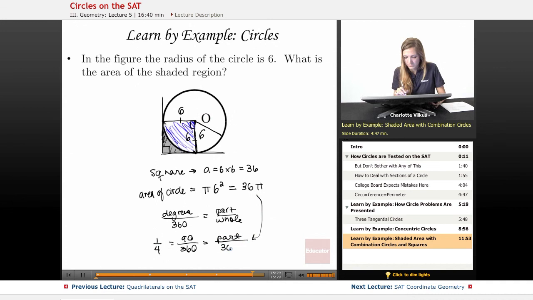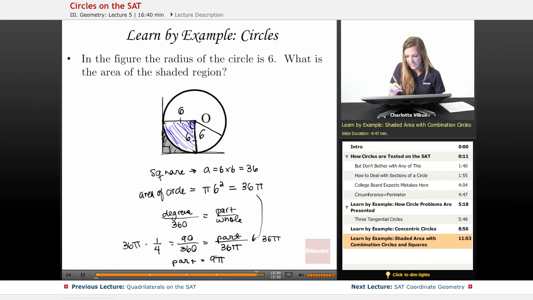So 36 pi, and I end up with the part equaling 36 pi. I just multiply both sides of the equation by that, and I have from there that this is equal to 9 pi.